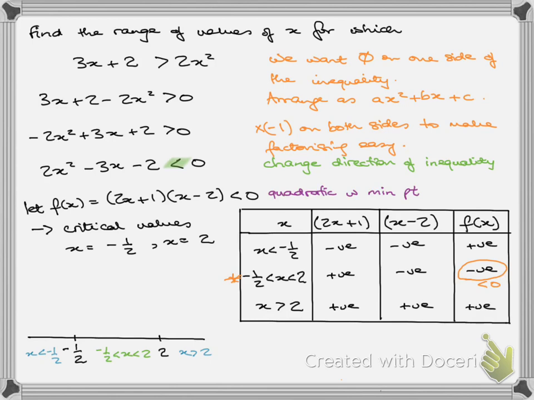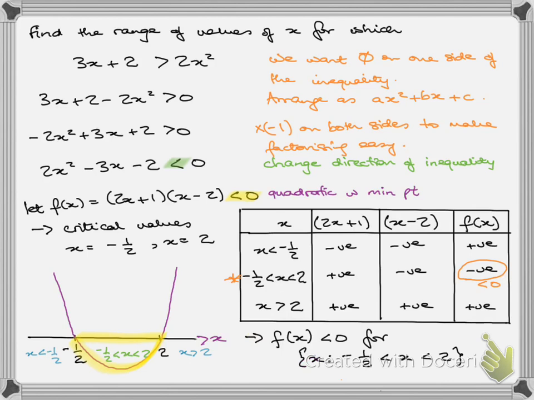But remember, again, we can sketch this. Quadratic with a minimum point. Let's get the quadratic up, make that number line an x-axis. Where is it less than 0? There is the curve lying beneath the x-axis, and that's my range of values of x. So that implies that f of x is less than 0 for the solution set where x lies between -1/2 and 2.